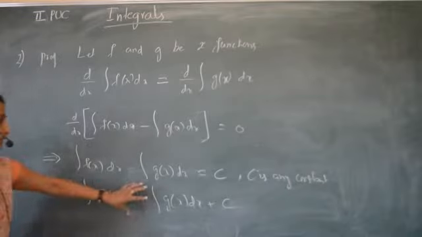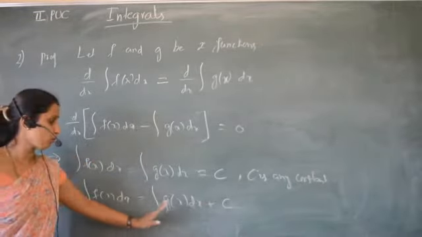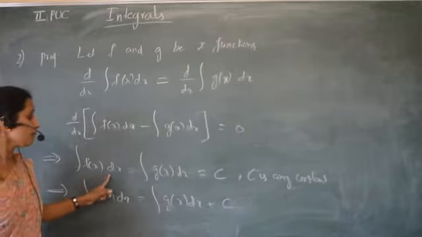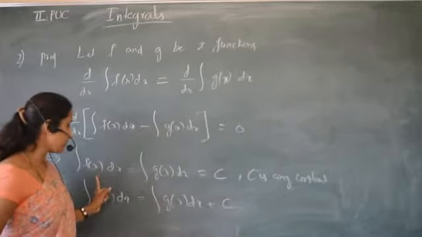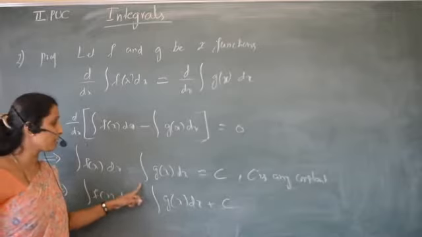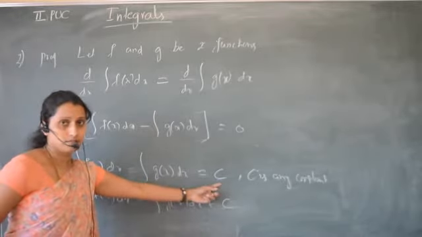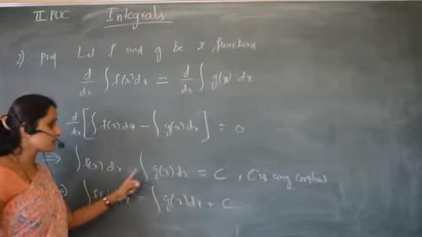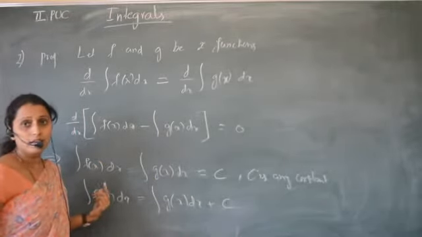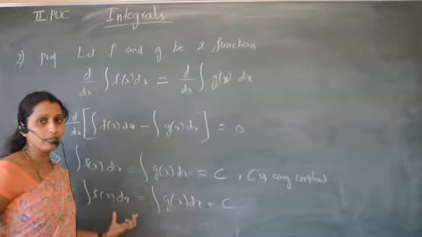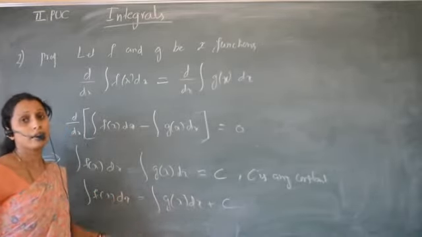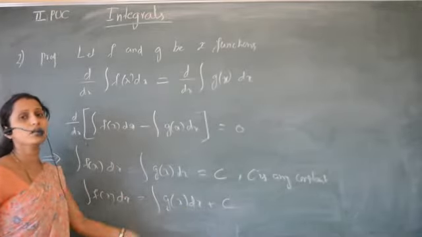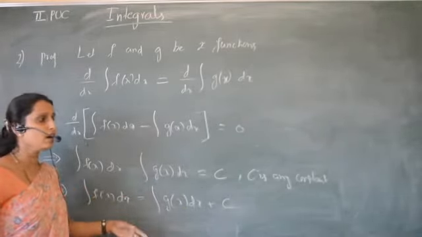So this is one family, this is one more family, so both the families are equal. Either I can write integral of f of x dx is equal to integral of g of x dx plus C, or I can write integral of g of x dx is equal to integral of f of x dx plus C, or minus C can also be written. That means both are the same family. We know what a family is: it gives a family of curves, the same curves with a different vertex.